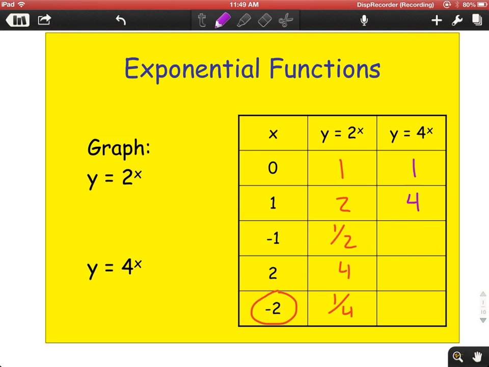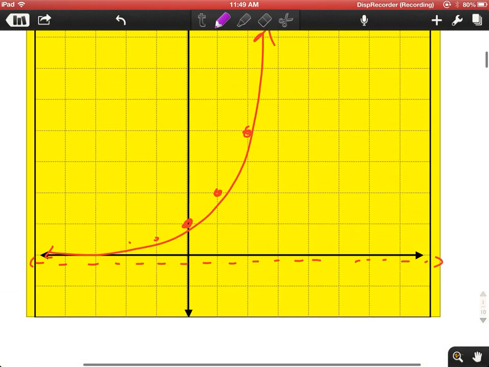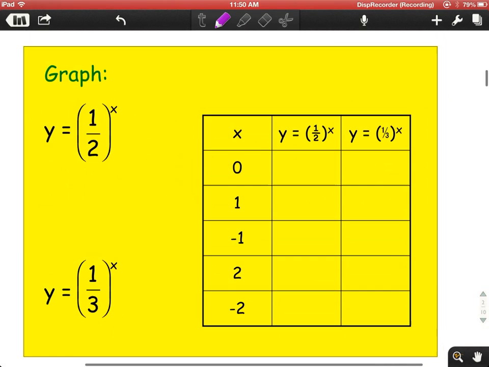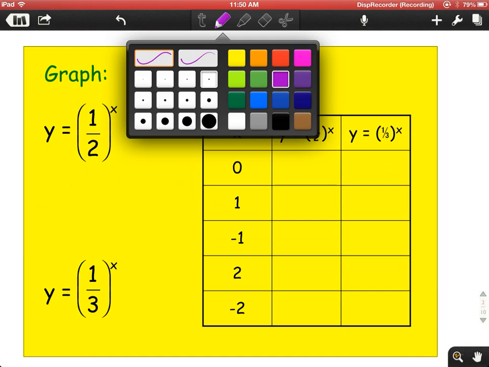Now take a look at 4 to the x power. What I want to do in this example is sort of contrast the difference between those graphs. What's the difference between 2 to the x and 4 to the x? Well, not a whole lot. Really, it's just the speed at which this graph is increasing. There's still a horizontal asymptote, but this graph is just going up faster because the base is now 4.